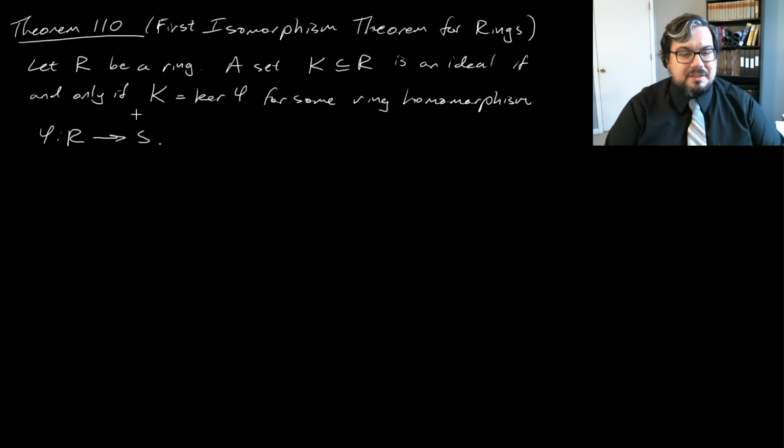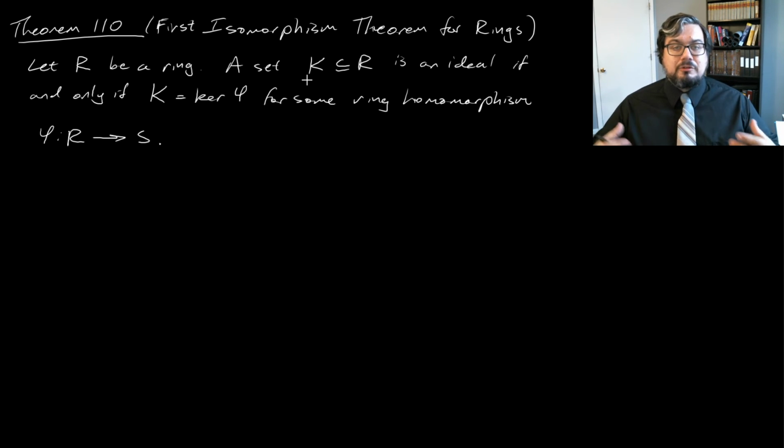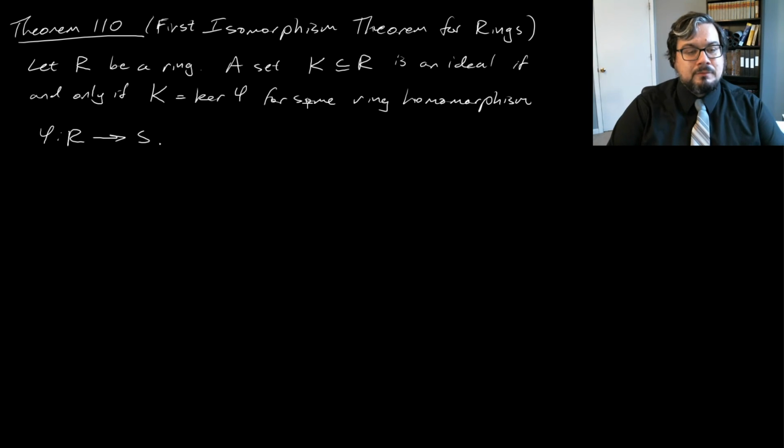So this is the first part of the theorem. It says a result that's very similar to what we had for normal subgroups and kernels. For groups, we had that a subgroup is a normal subgroup if and only if it's the kernel of some group homomorphism. This is completely analogous. A set is an ideal if and only if it's the kernel of some ring homomorphism.